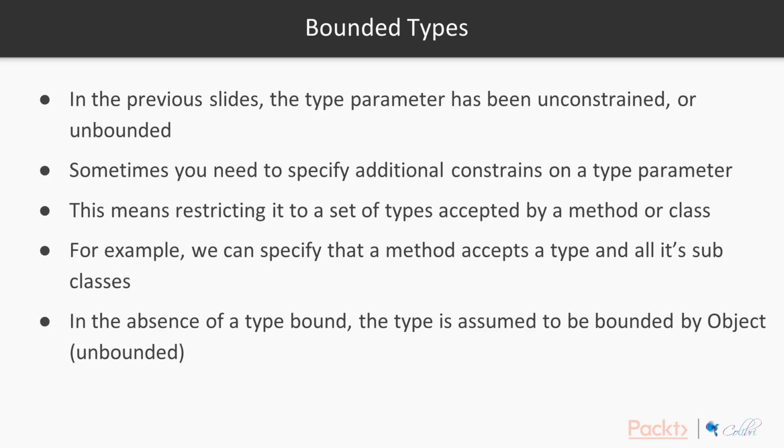Now, one of the really cool features of generics is we can actually create bounded types. So in the previous slides, the type parameters have all been unconstrained or unbounded. That is, it could be anything you like. So T could be a car, a string, an integer, a double, a database connection. It could be absolutely anything.